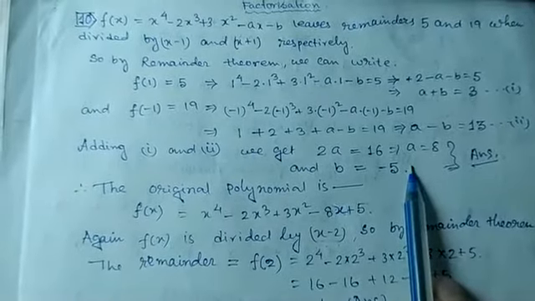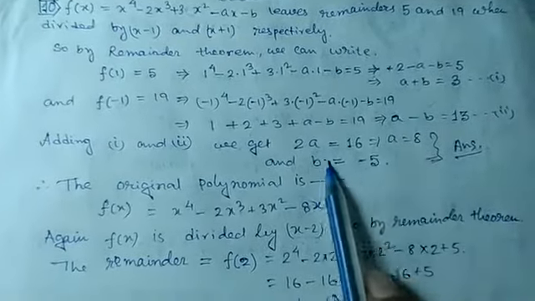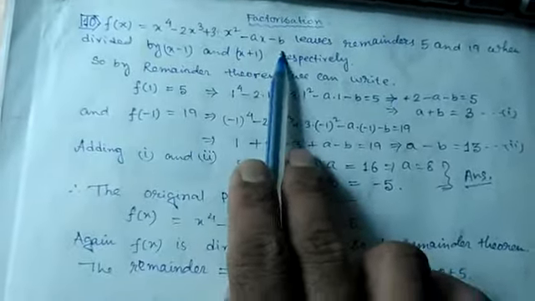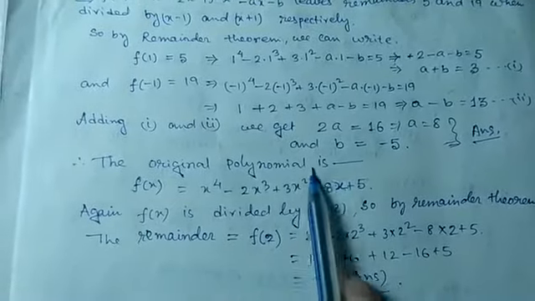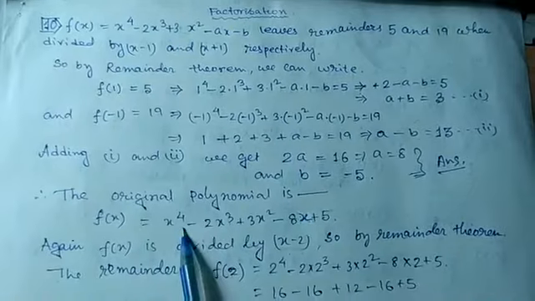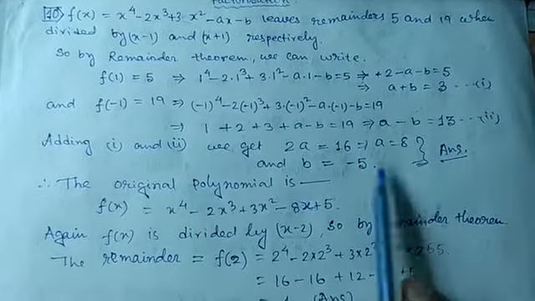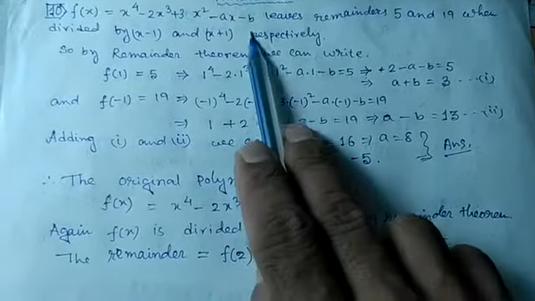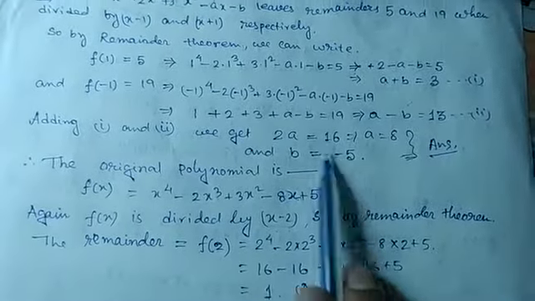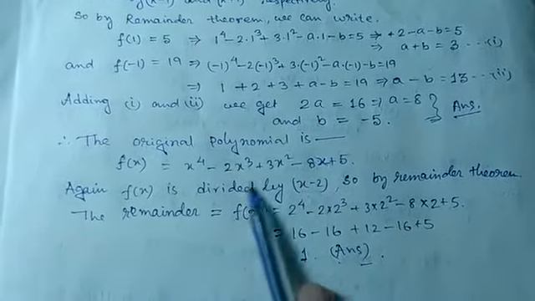Now the second part. For solving the second part, we have to put the values of a and b in this given polynomial. So I wrote here the original polynomial, f of x is equal to the same polynomial, only I changed the values. In place of a I wrote 8, and in place of b I wrote minus 5. So minus minus becomes plus. So this I wrote as the original polynomial.